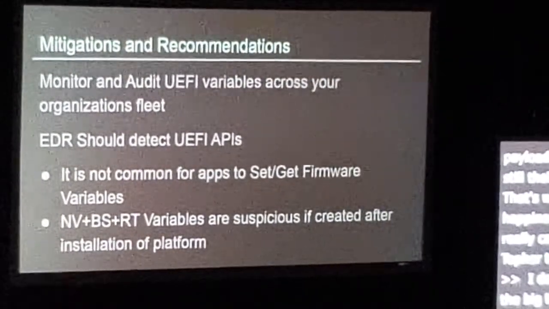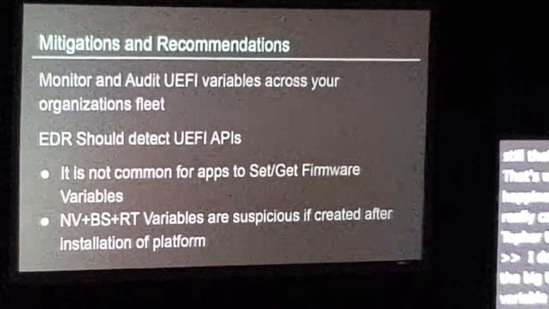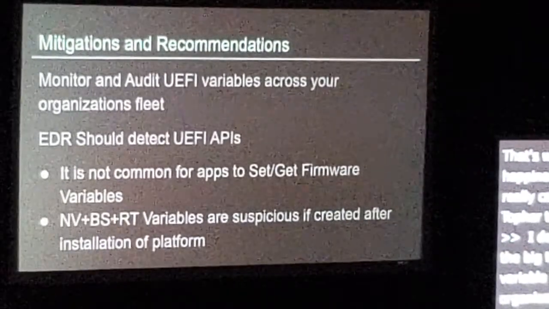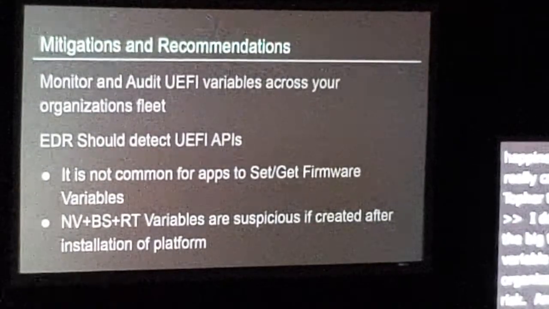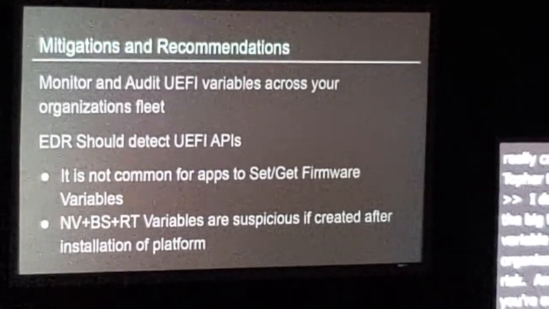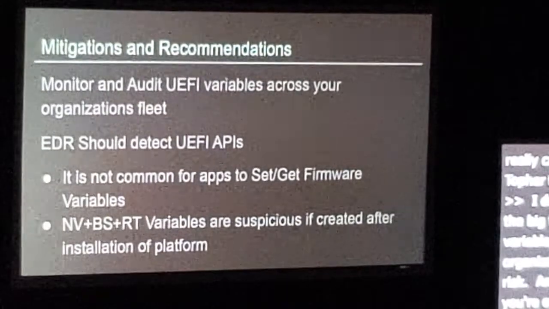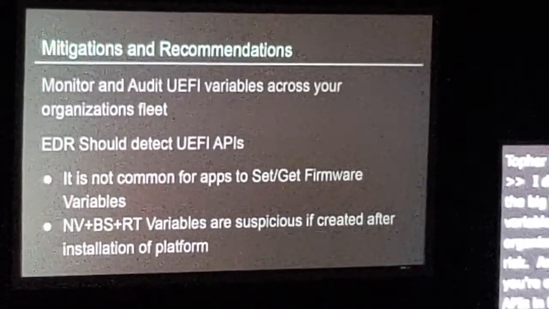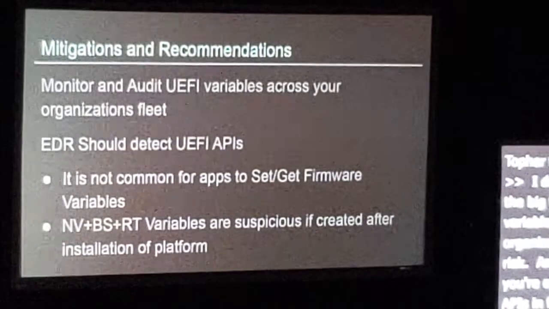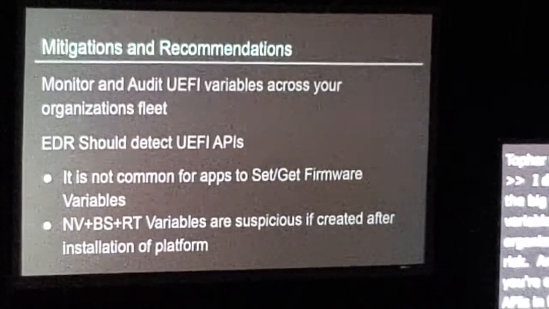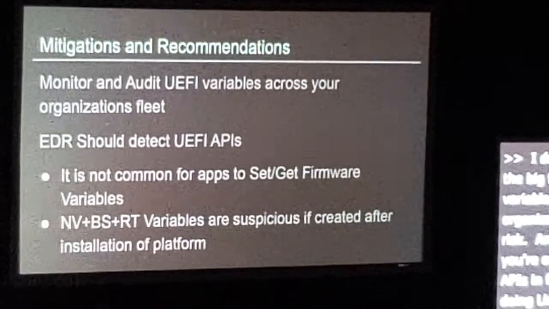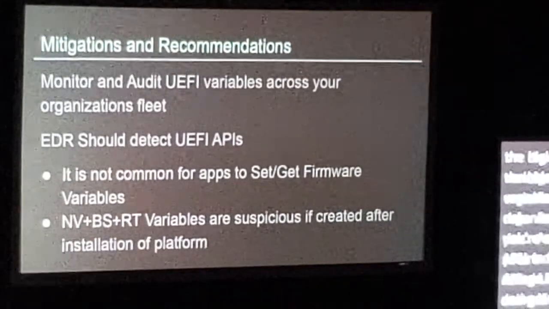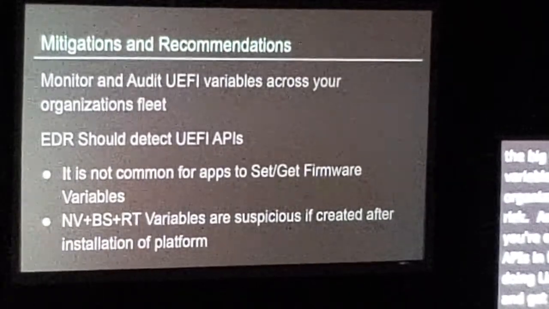Furthermore, EDR vendors, if any of you are out there, you should be detecting UEFI APIs and this functionality in Windows and in Linux spaces if you happen to be doing Linux EDR. It's not really common for applications to set and get firmware variables. And after the installation of a platform, NV, BS, and RT variables being set is pretty weird. I've never actually seen that in practice. If you have, come talk to me about it because I'd like to know where, because I want to abuse it.